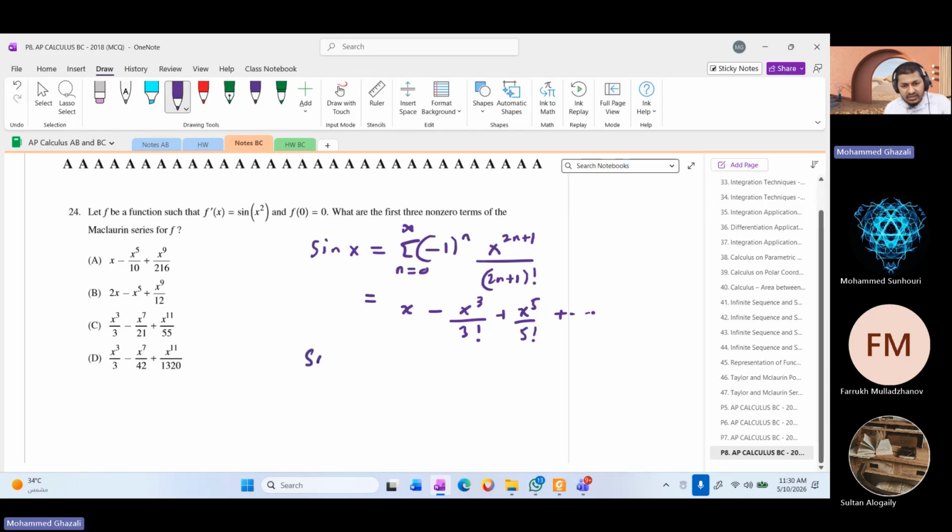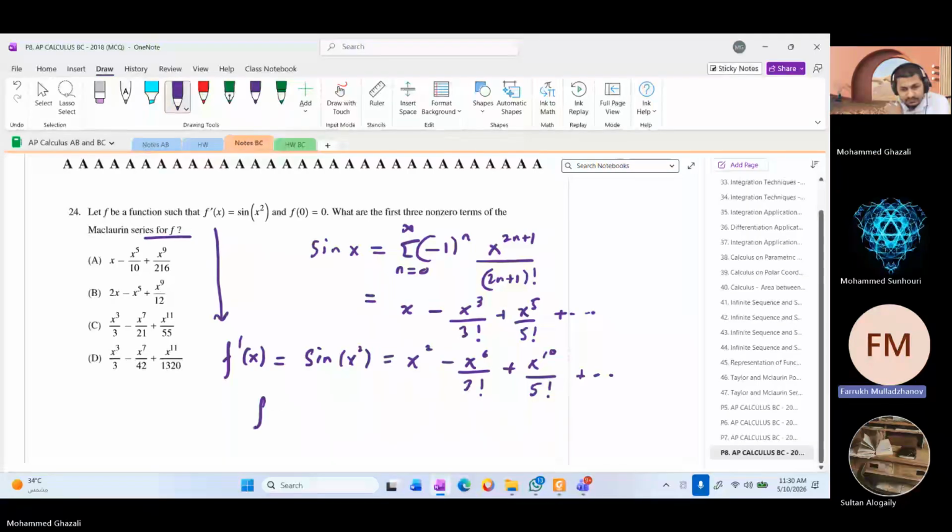So now what do we want? We want sine x squared. So it will become x squared minus x to the power 6 over 3 factorial plus x to the power 10 over 5 factorial. We replace the x with x squared. Makes sense. We only want the first three non-zero terms. That is f prime x. So what's f of x? Integrate. The integral of it.